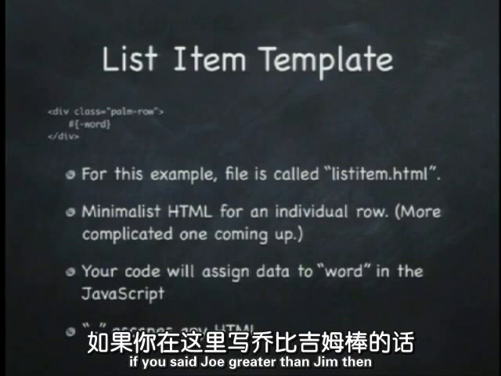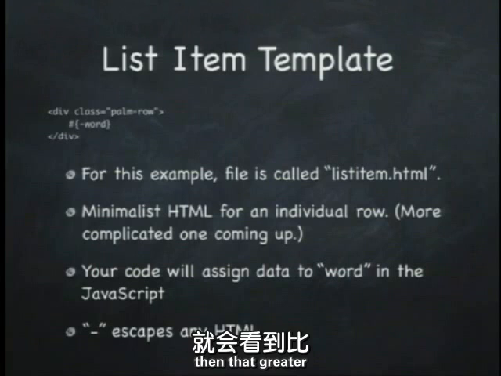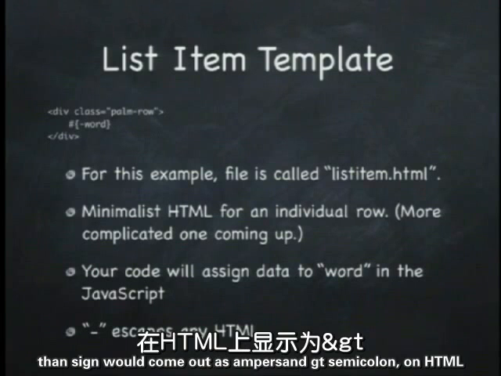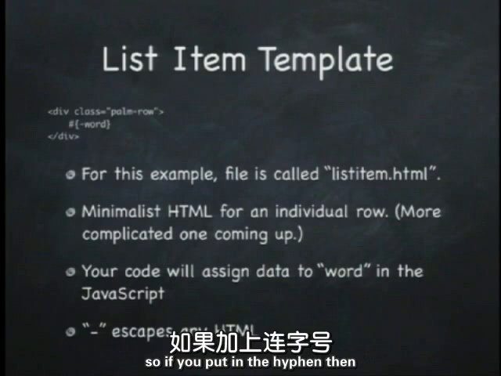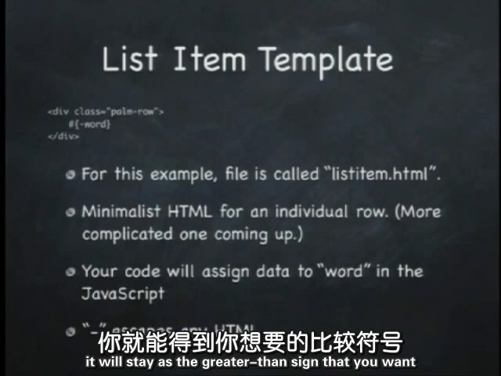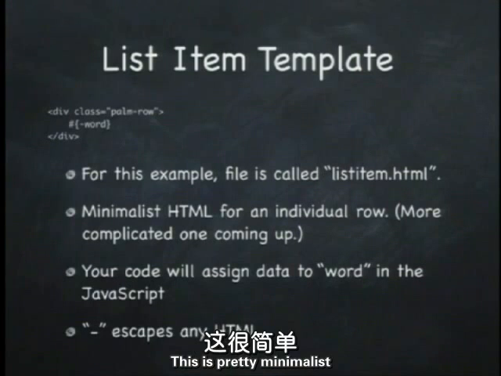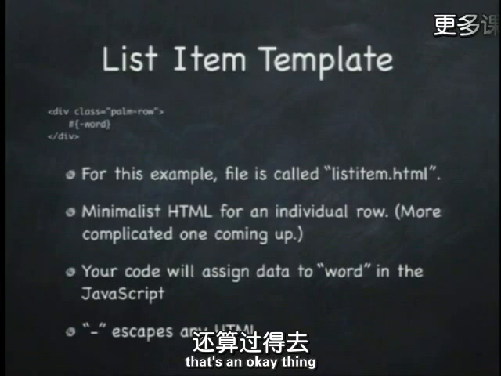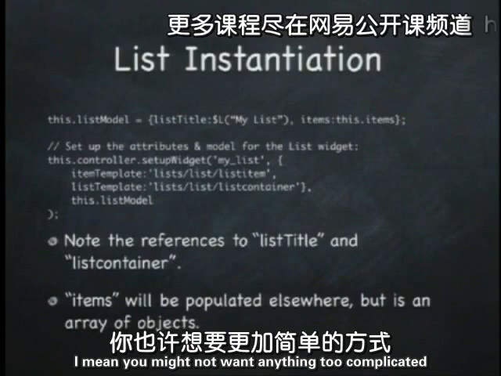So if you said Joe greater than Jim, and you didn't escape it, then that greater than sign would come out as ampersand GT semicolon in escaped HTML. But if you put in the hyphen, then it will stay as the greater than sign that you want. This is pretty minimalist, and that's an okay thing. You might not need anything terribly complicated.